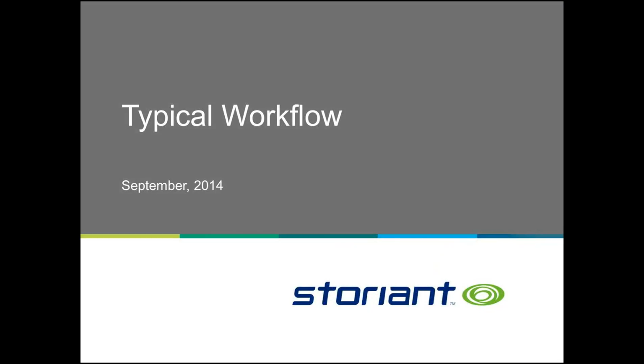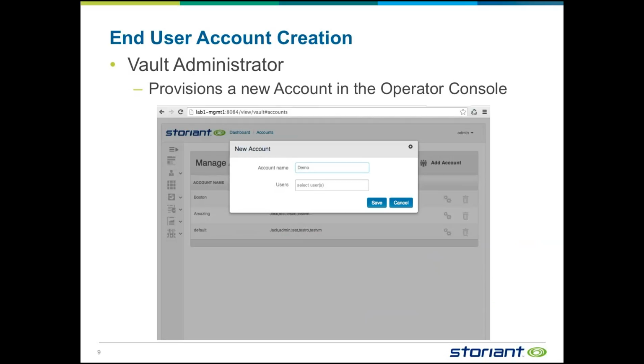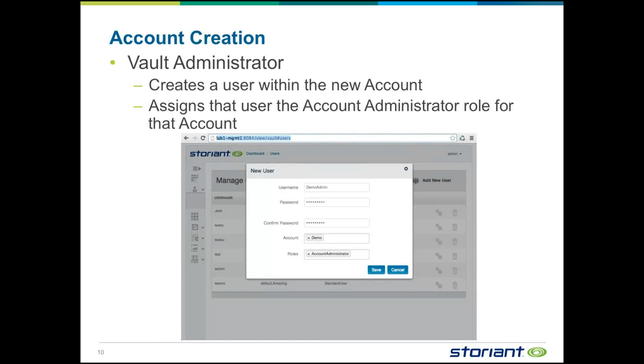So let's talk about a typical workflow as a service provider brings on a new customer. The first step would be for the Vault administrator, or the service provider themselves, to provision a new account within the Storiant operator console. So this would be creating a new end user customer account. Once that account is created, the Vault administrator, again the service provider themselves, would create a user within the new account and then assign that user the account administrator role for that account. So what they've done essentially is define a new customer and then create an administrator user for that individual customer.